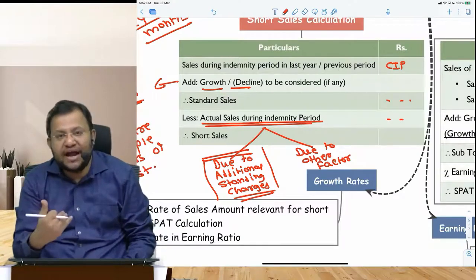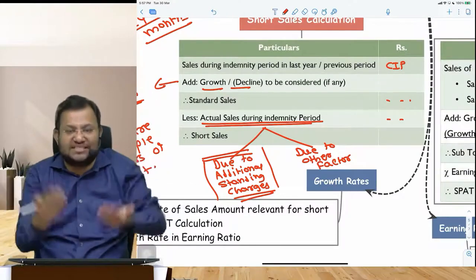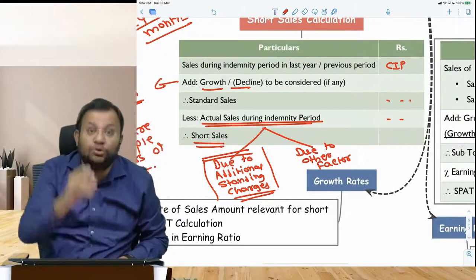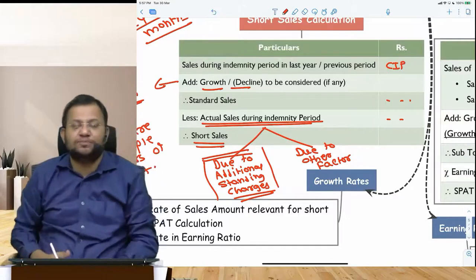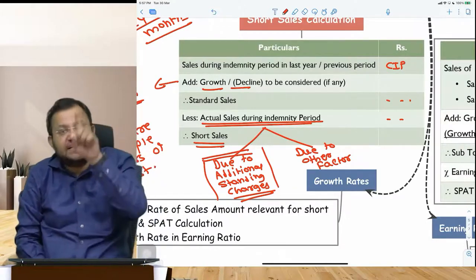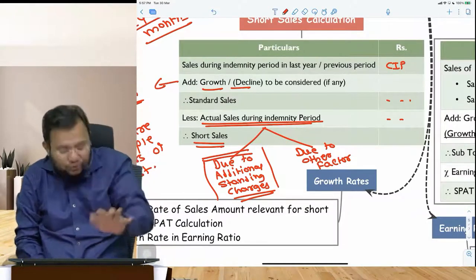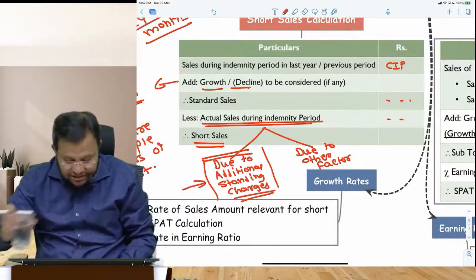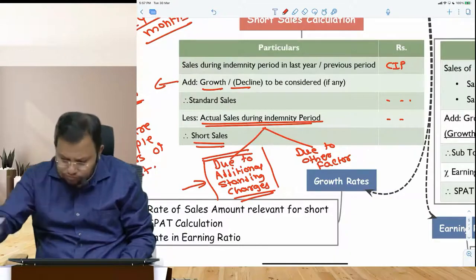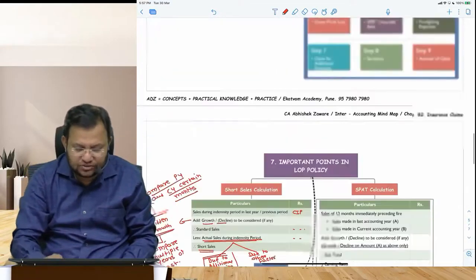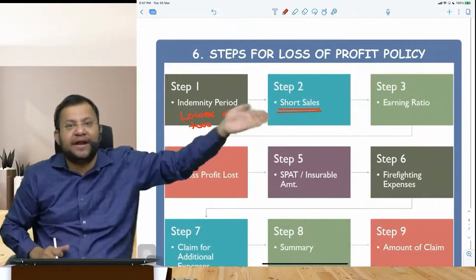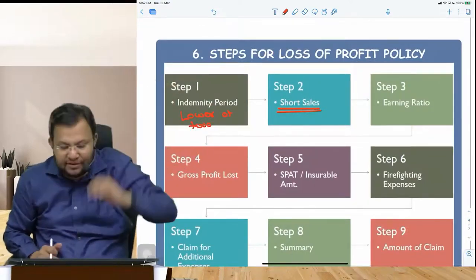So you incur additional expenses due to which you make sales, due to which short sales come down. Short sales come down, automatically your claim for gross profit comes down. That is why the insurance company allows you to give compensation for additional standing charges. So step 2 is short sales. Short sales is the sales that could have been made minus sales that have actually been made.